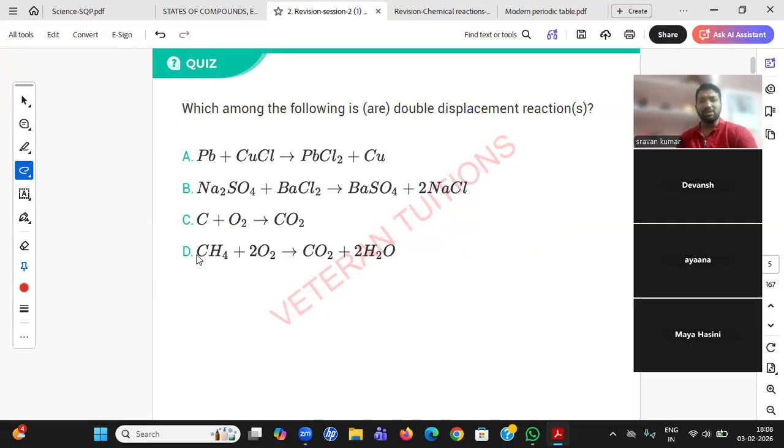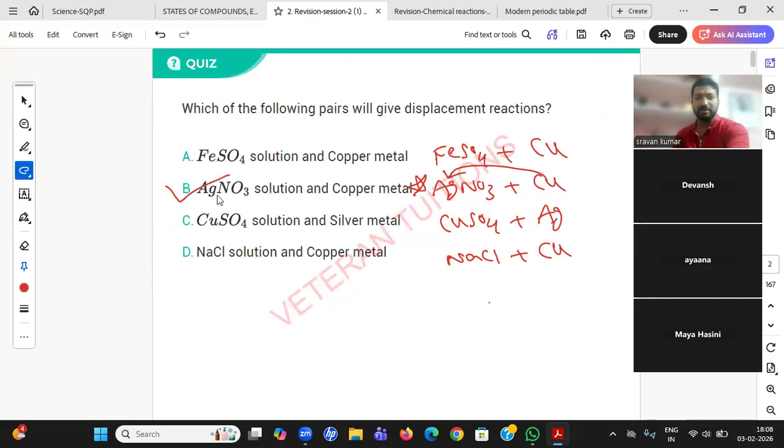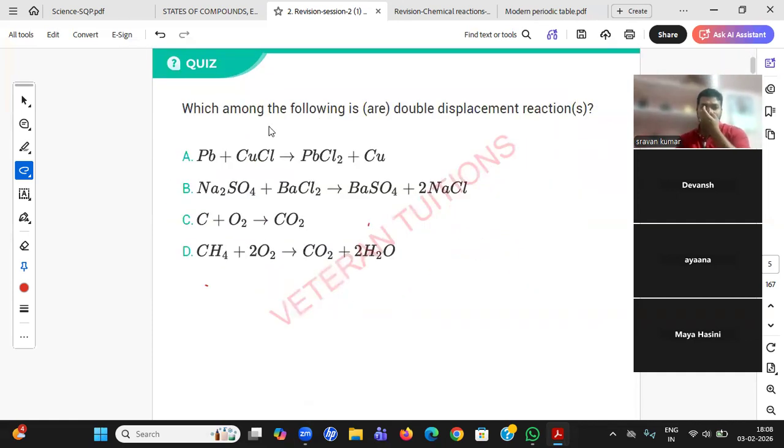Which among the following is a double displacement? The answer is option B, silver nitrate solution plus copper metal. Which among the following is a double displacement reaction?